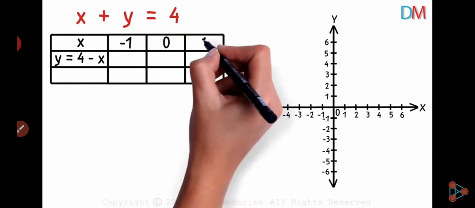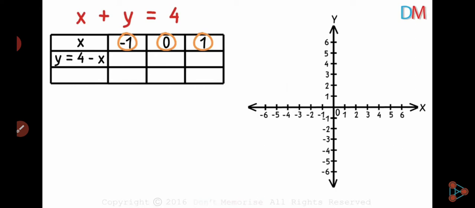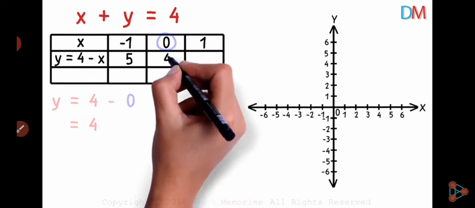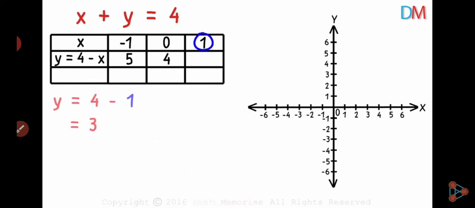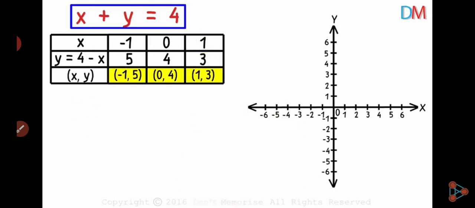the equation in the form y is equal to 4 minus x. If you put x is equal to minus 1, then what is the value of y? If you put x is equal to 0, then what is the value of y? And x is equal to 1, then what is the value of y? So let's write these values. Then what is x, y? Minus 1, 5; 0, 4; 1, 3.